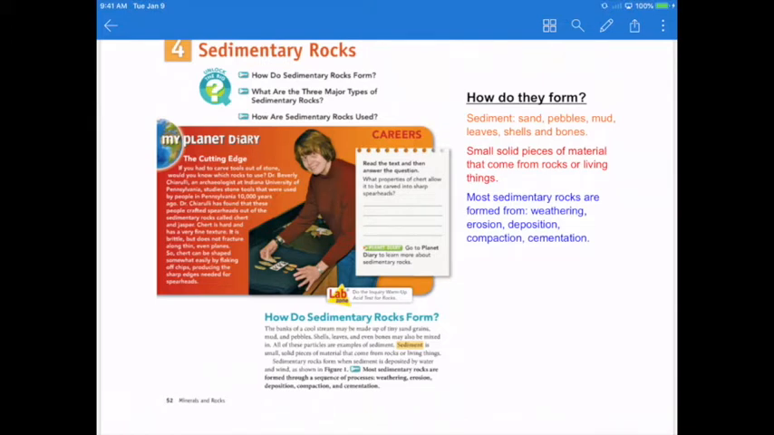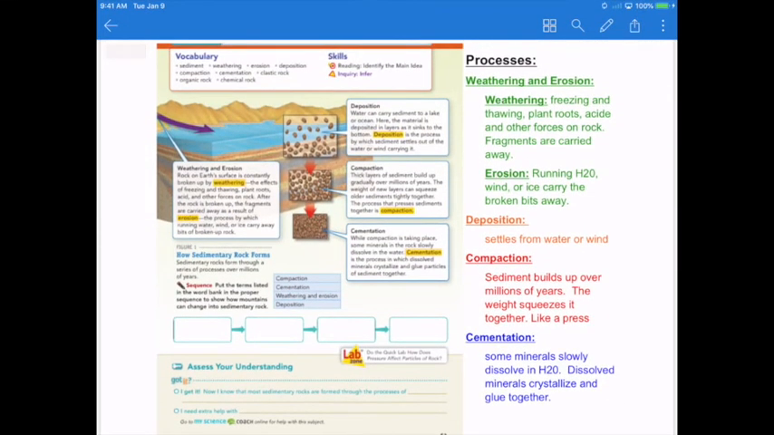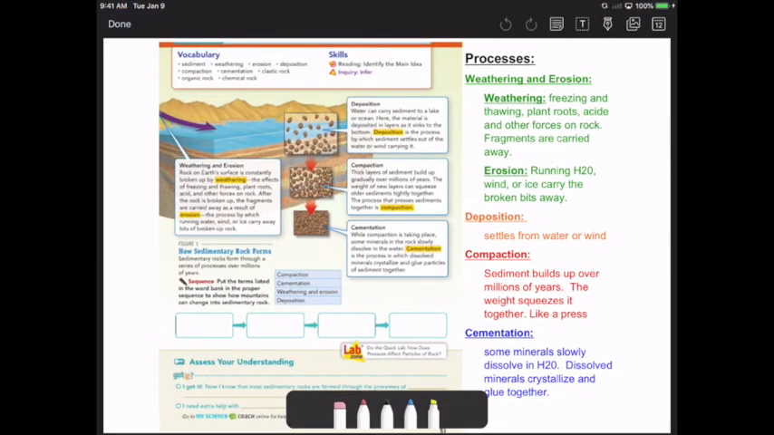So most sedimentary rocks are formed from the following: weathering, which we're going to go over in a minute, erosion, deposition, compaction, and sedimentation. Okay, so let's move on. All right, so here's the processes. When you look in the online book, you can see this maybe in a little bit better detail.